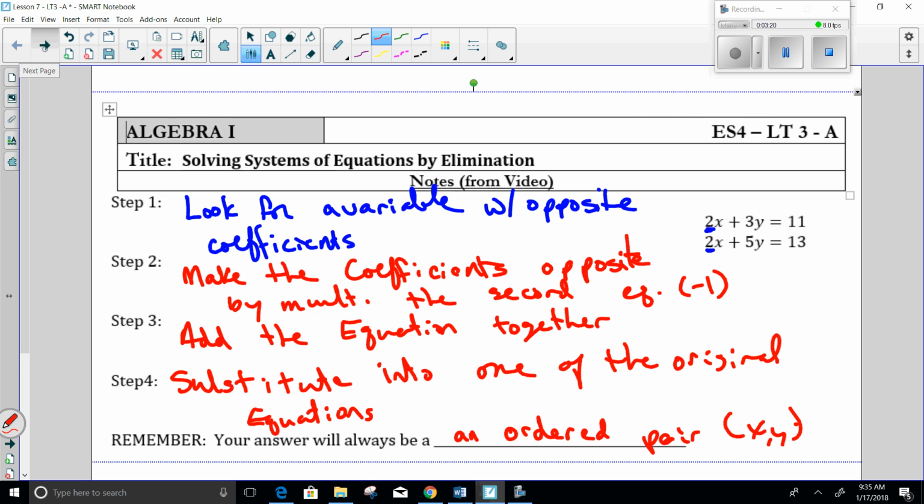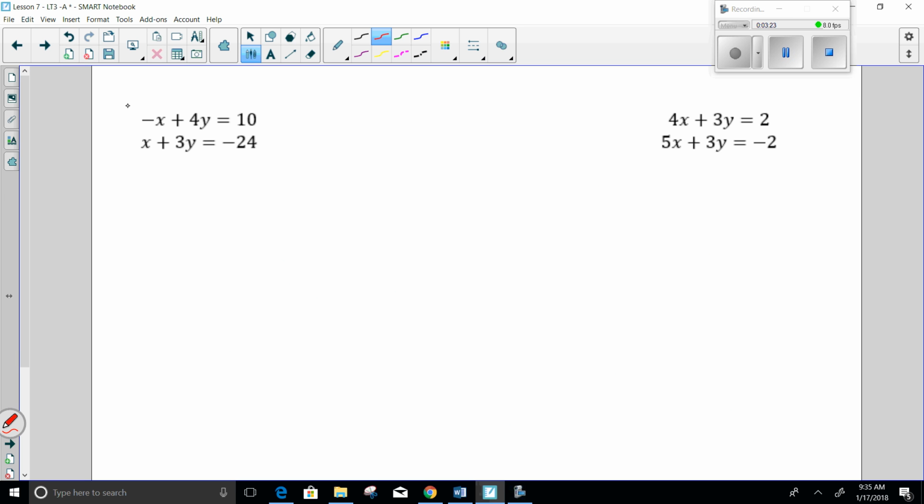So now let's look at a couple of examples. Call this example 1. Step 1 says look for a variable that has coefficients that are opposite. If I look at this, I have a -x and an x, but remember that's really a -1 and a 1, and I have 4y and 3y. So do I have a variable that has an opposite coefficient? Yes, I do. I have a -x and a +x. That's opposite. Opposite means different sign. Step 2 says make them opposite if they're not opposite, which they're already opposite.